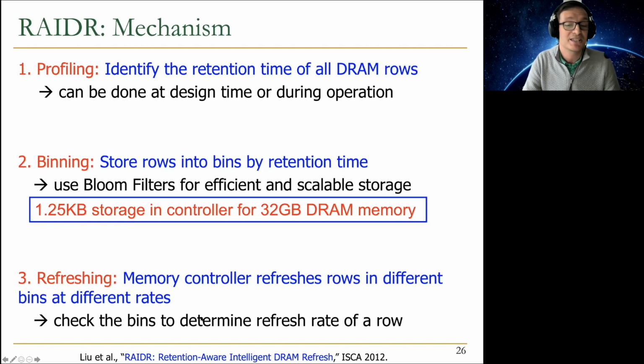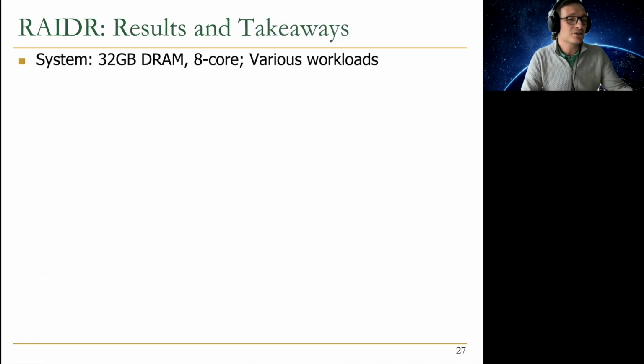So it needs to check the bins to determine the refresh rate of a row. So these 3 steps are easily implementable, actually, except for the first one. First one is the hard one. How do you profile and figure it out? I'm not going to talk about that. But if you actually do this, if you actually do all of this, you get significant benefits.